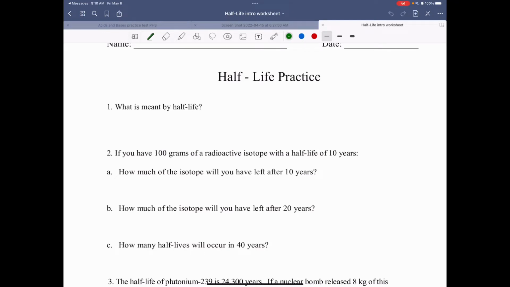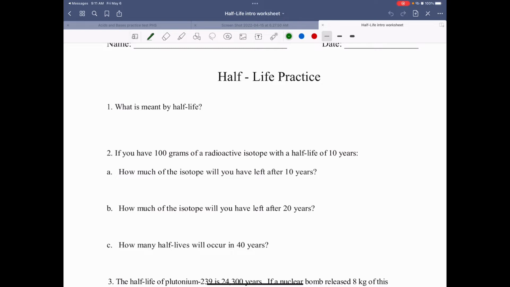So here I'll be explaining how to do the introductory worksheet on half-life. Now the explanation I'm going to be giving for these questions is not going to make any sense unless you've taken the notes and done the notes first, including the practice problem on the notes. So that's the first thing you should be doing before you watch this. But anyways, here we go.